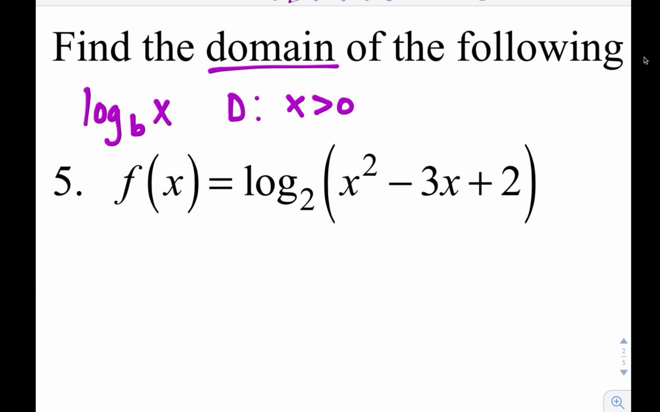So for the first one, I want to make sure that this x squared minus 3x plus 2 comes out to be positive. So that's x squared minus 3x plus 2, and I want to make sure that it's positive.